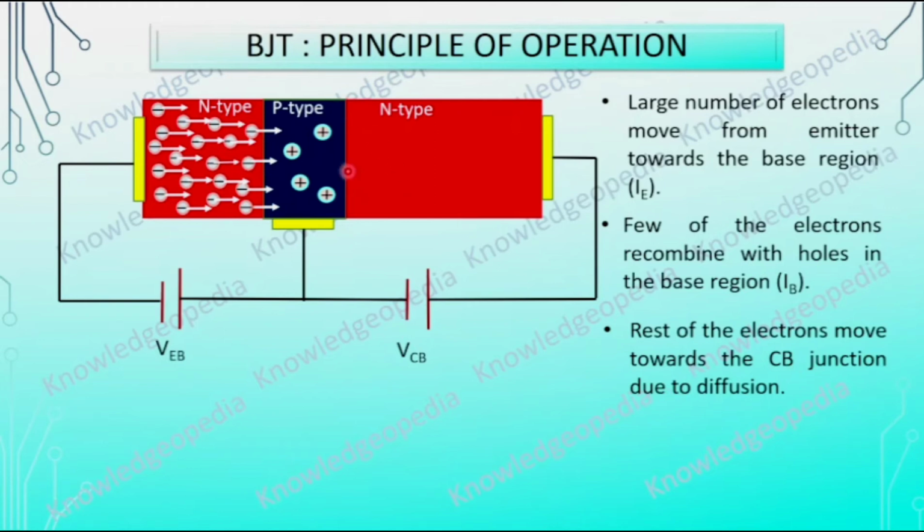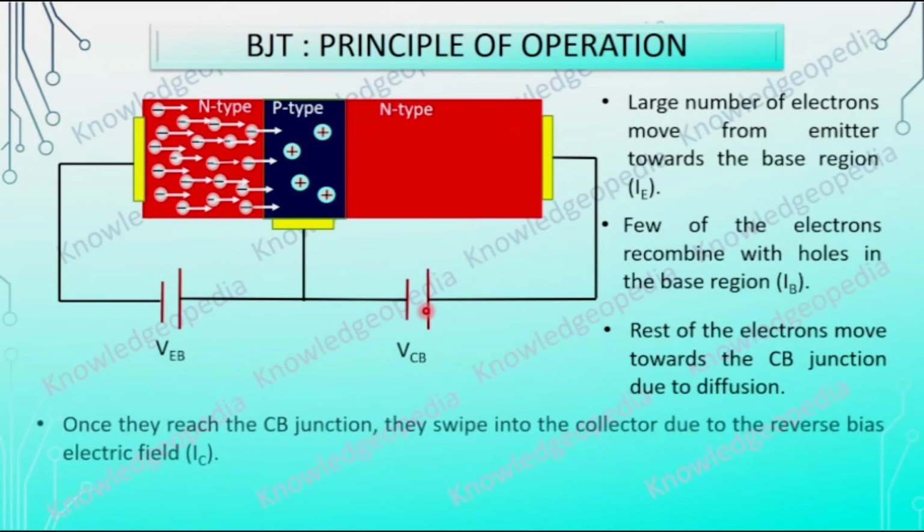Once they reach the collector base junction, they will experience an attraction from this positive terminal of the applied potential. So those electrons, once they reach the collector side, are swept into the collector due to the reverse bias electric field. This is the reverse bias electric field and this is positive. So they are attracted into the collector region. Once they reach the collector region, they will further move towards this terminal of the applied source.